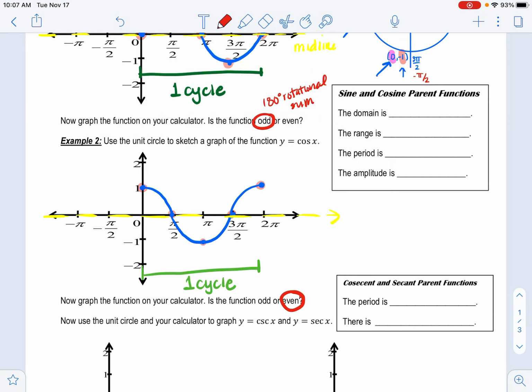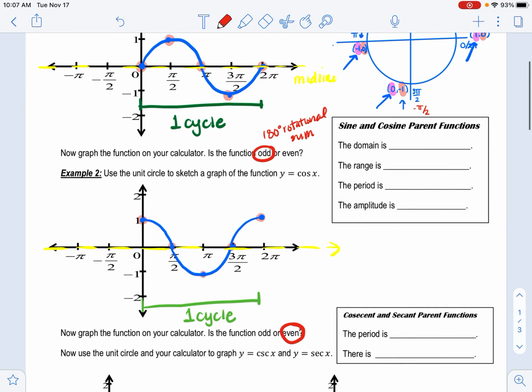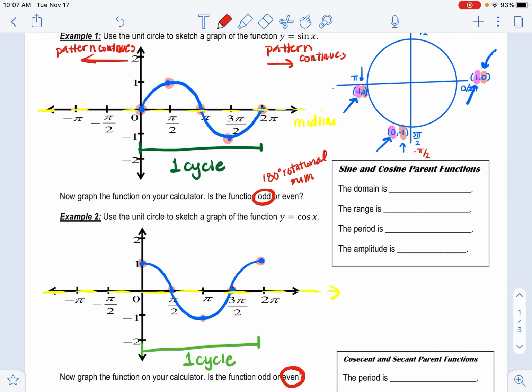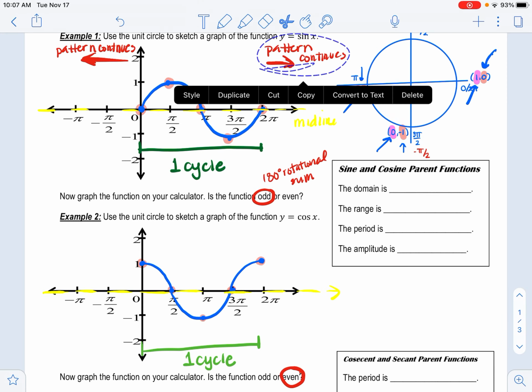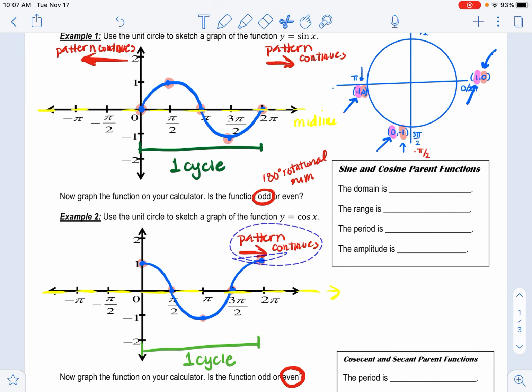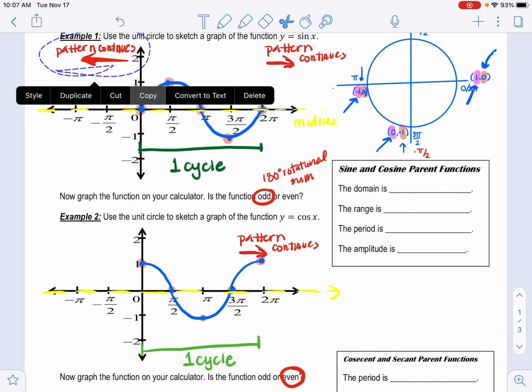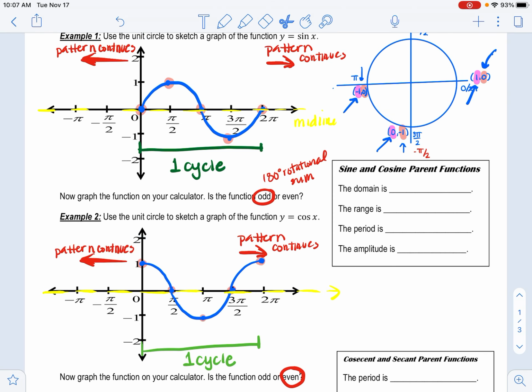Okay, so now let's talk about a few things here. Let's talk about the domain, the range, the period, and the amplitude. So first off, the domain. Okay, now if you just look at that blue piece, you might say 0 to 2 pi. But remember I said that the pattern continues. The pattern continues and goes on forever and ever and ever. So the domain of both of these, and I should have written it right here, but to save myself, I'm going to do copy, paste, copy, paste. There. Now I saved myself there. The pattern continues on forever and ever in both directions, so the domain is all real numbers.